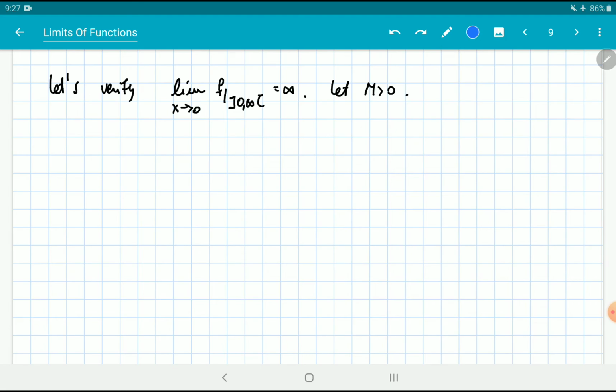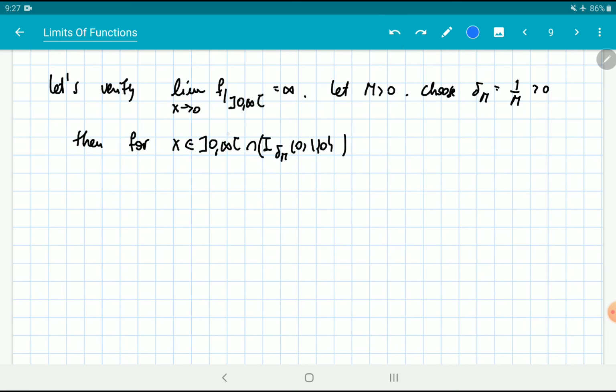By definition, take an arbitrary positive number m, as large as I want. Choose delta m to be 1 over m. That's clearly a positive number. Then what do we have? For all x's, I have to look at the domain of the function, and in this case, by definition of restriction, the domain is the interval (0, infinity). And I have to intersect that with the punctured interval with radius delta m at 0. Clearly, this results in simply the interval from 0 to delta m.